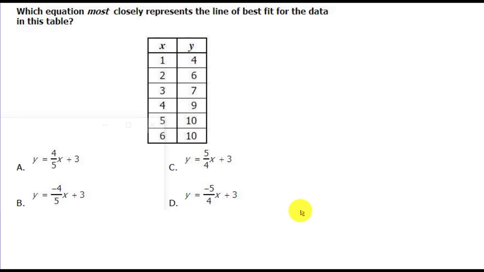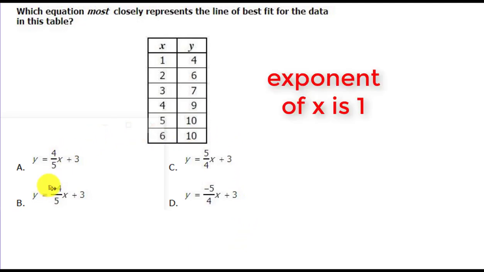Alright, let's have our last example. Which equation most closely represents the line of best fit for the data in this table? So in this question, we have here a line of best fit. It means that our equation, the regression equation, should be a line. It's of the form y equals mx plus b. Also, if you look at our options, all of our options are in the form of a line. So we know that the equation that we need to find should be a line.